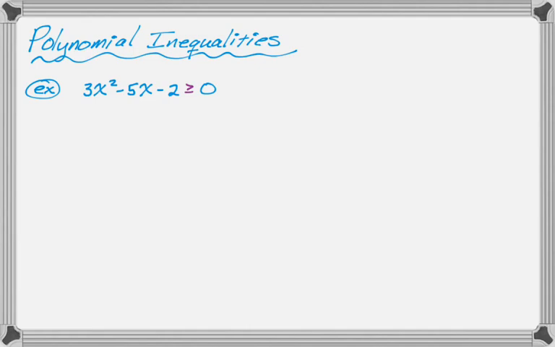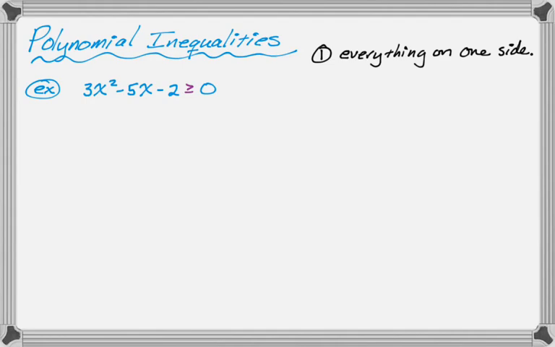So the first one is kind of done for us, but it's that everything has to be on one side. You want this thing to be related to 0 somehow. So either it's greater than 0, less than 0, greater than or equal to, less than or equal to, whatever, but it's got to be to 0. So that was already done for us.